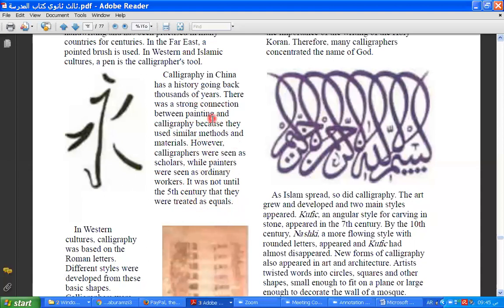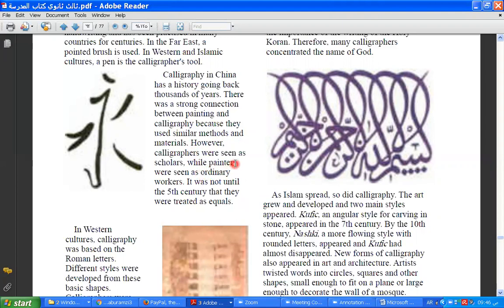Exactly. So here they talked about China, that it also started in China a long time ago. But later they started to talk about the connection between painting and calligraphy. They said that there is a connection between them. Why? Because they use similar methods and materials. Sometimes they use the same brush, the same pen, the same ink, or the same idea. You can put a white sheet and start drawing. There are some similarities like this.